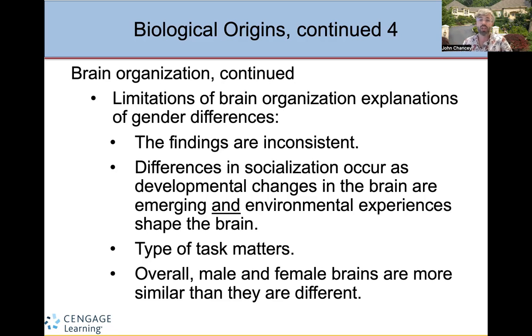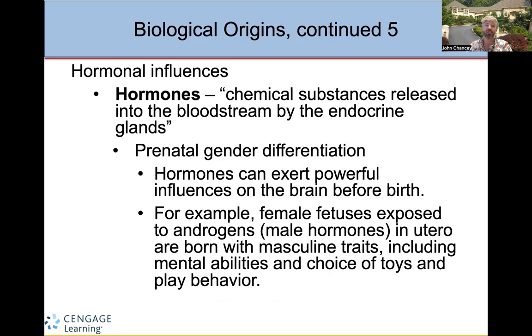Differences in socialization do occur as developmental changes happen in the brain, and environmental experiences shape the brain. So it's really like the chicken or the egg. We're not quite sure of the direction of the relationship. The type of task we're evaluating the differences on matters. Overall, the research shows that male and female brains are more similar than they are different. There's much more overlap than there are differences.